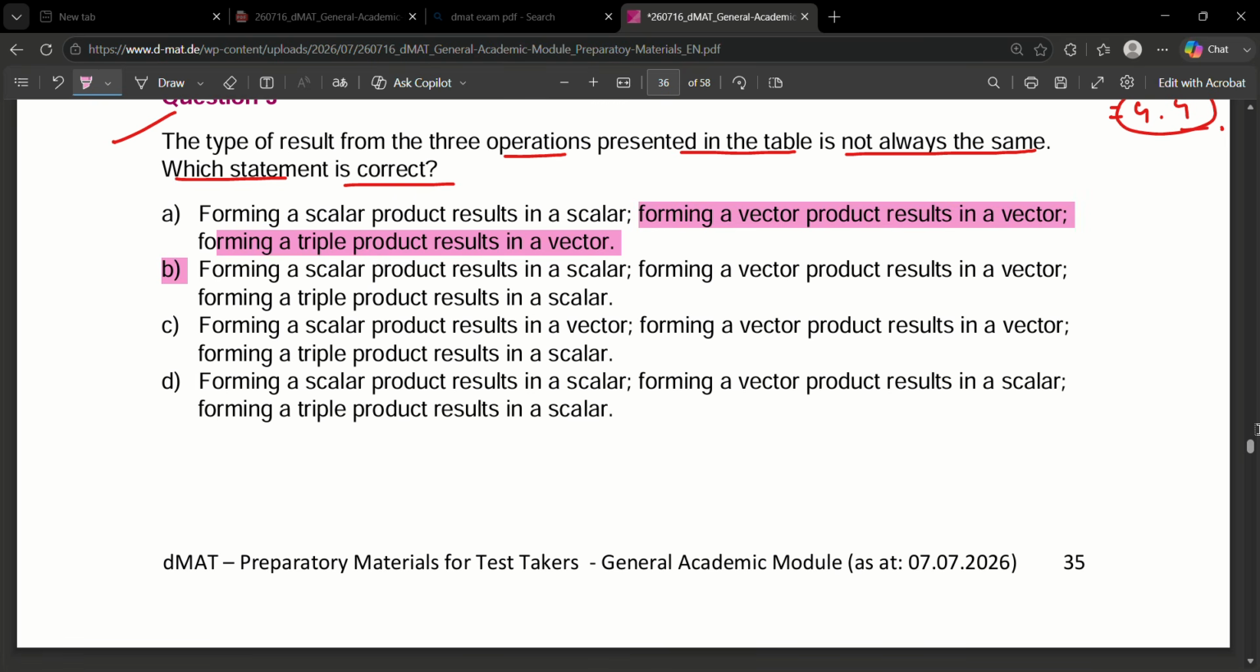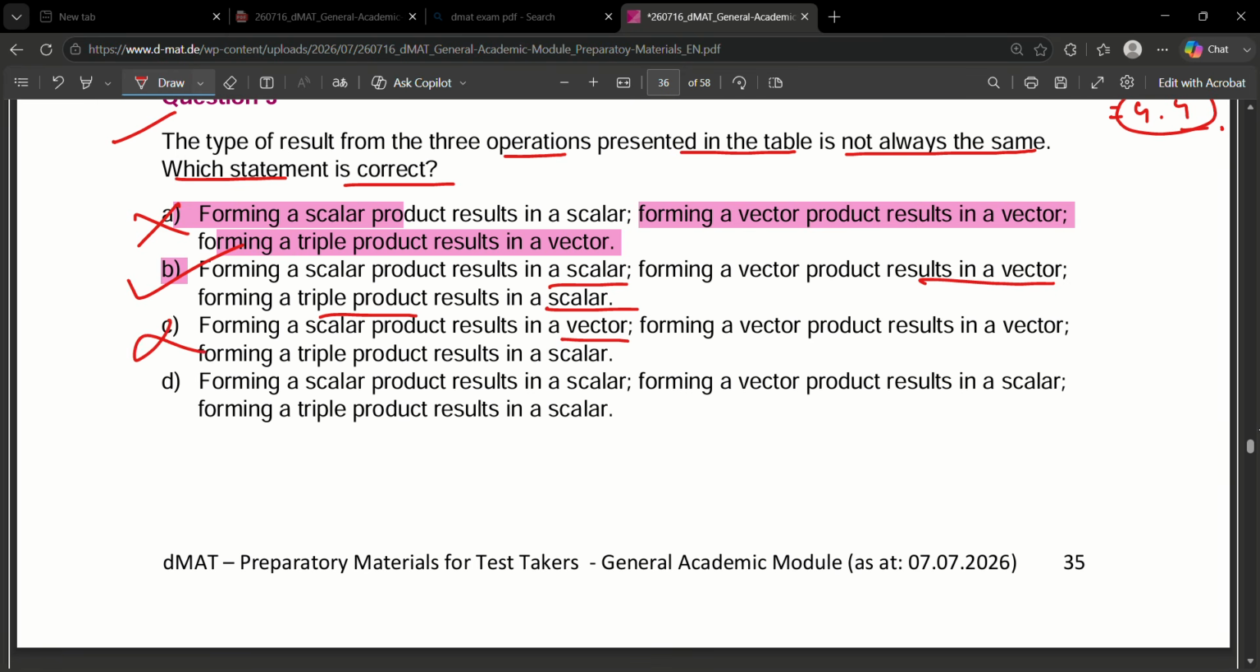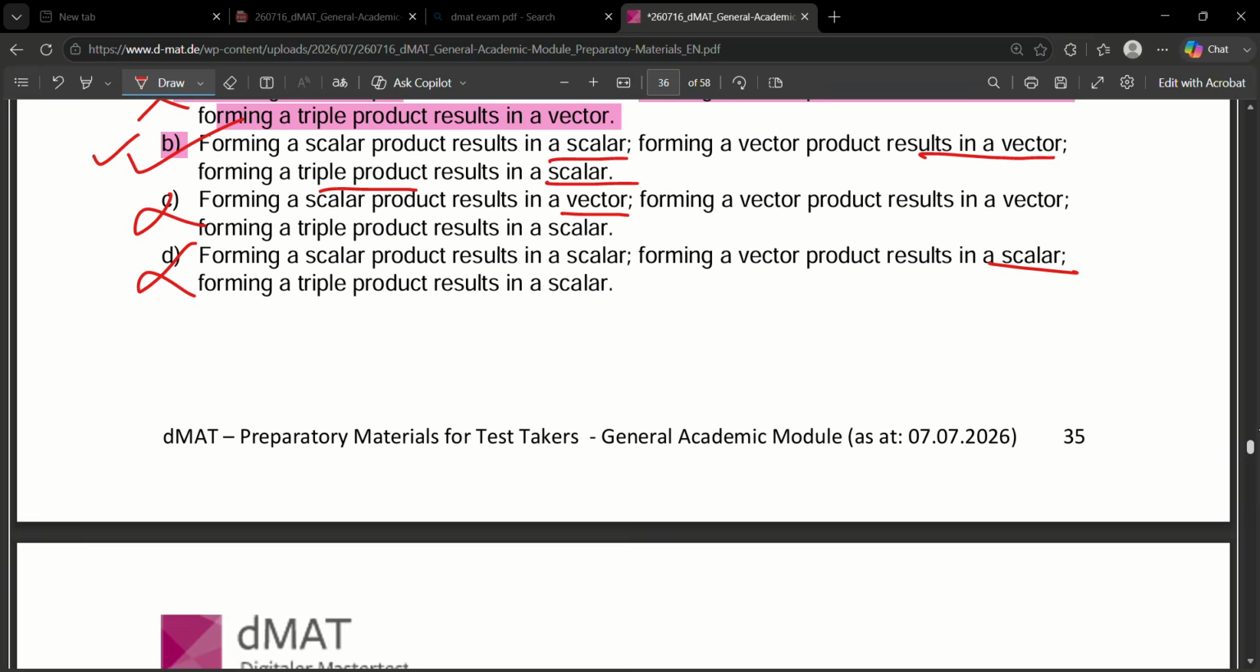Forming a triple product results in a vector, that is wrong. I have already told you that a triple product will also result in a scalar. So forming a scalar product gives a scalar, forming a vector product gives a vector, forming a triple product results in a scalar. That is correct. Forming a scalar product results in a vector, that is wrong. Forming a scalar product results in a vector formula, that is also wrong. So this is the correct answer. I have already told you deeply in the instruction itself.